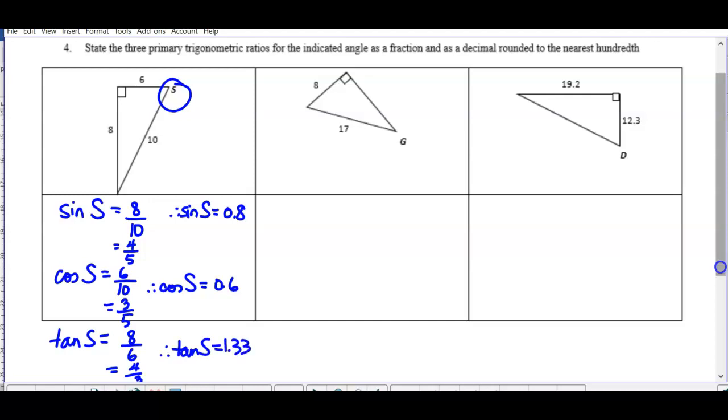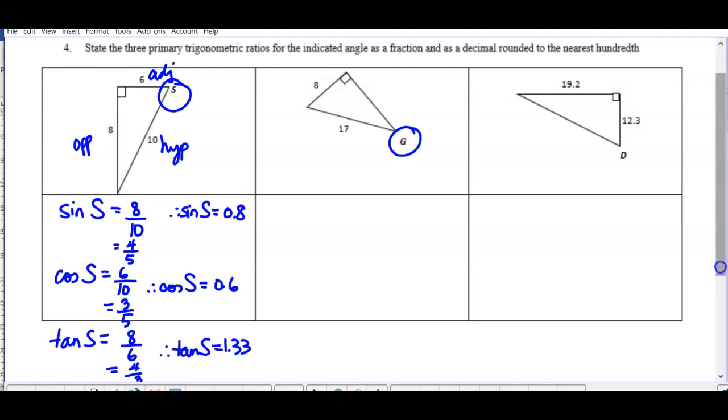Okay. Next one, G. Now, what you might want to do, I didn't do that on the last one, I'll go back though: take a look at the hypotenuse and label it. Then compare it to S, 6 is adjacent, and 8 is opposite. So if you need to do that to start, to help you out, go for it.